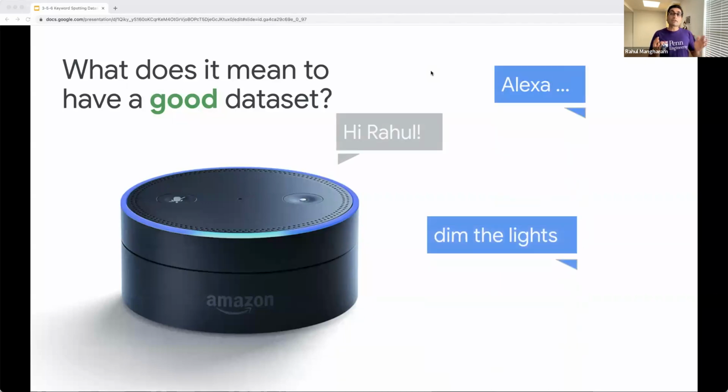What does it mean to build a good data set? We've got Alexa, and then the machine comes back and I say, dim the lights. And let's keep it really simple. The vanilla version of keyword spotting is where it wakes up and listens to a command. So it's Alexa, just one keyword.